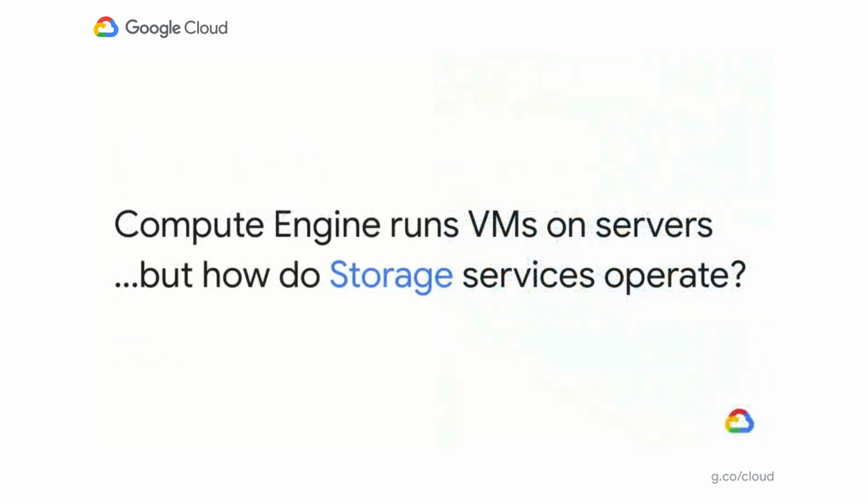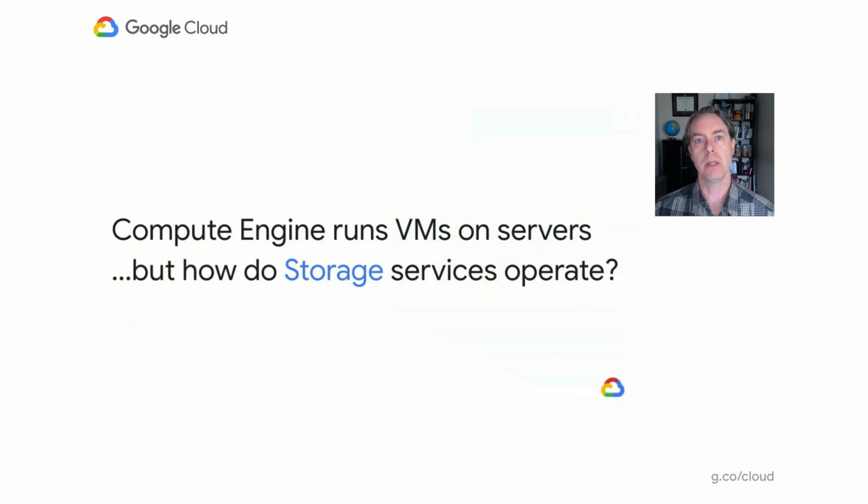So it's pretty straightforward, though, that when you launch a VM, let's say a 32 vCPU Skylake, it ends up running on one of our Skylake machines. And the operation of this is pretty fascinating.